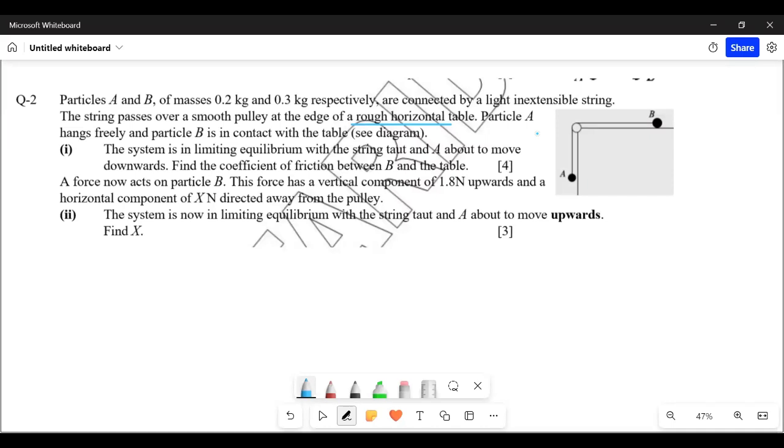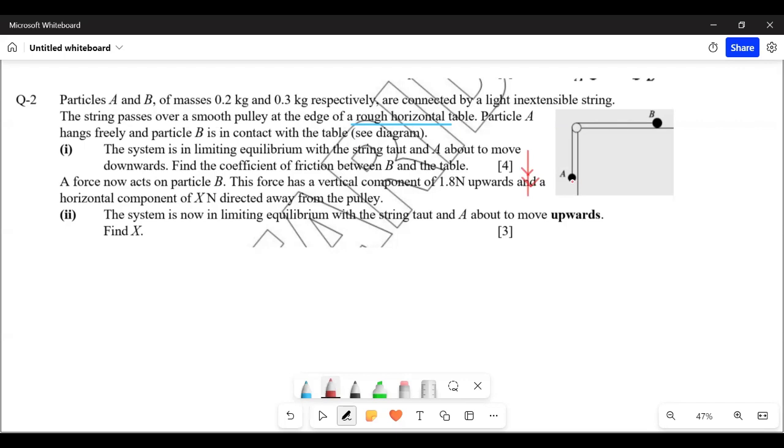The system is in limiting equilibrium with the string taut and A about to move downwards. Find the coefficient of friction between B and the table. So it said that A is about to move downwards, and the system for now is in equilibrium. It's not moving. But when it will move, it will move downwards.